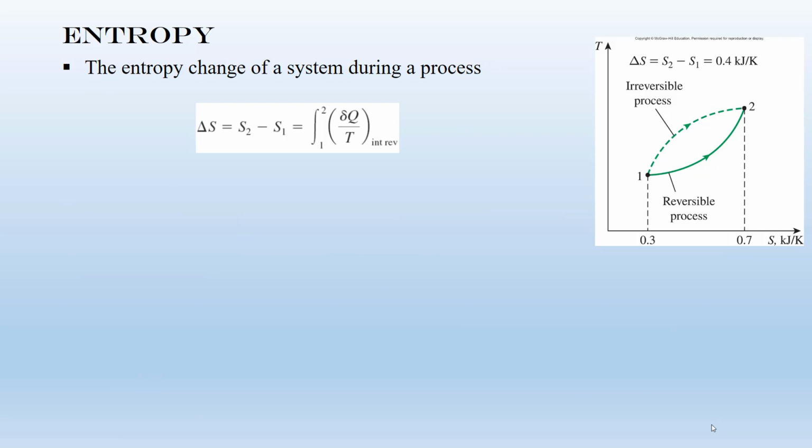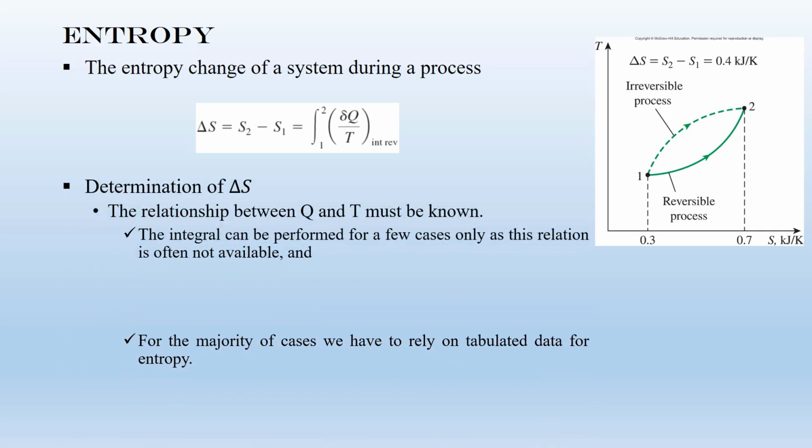So what is the entropy change, guys? I told you we are interested in calculating the delta S. You saw that S is a point parameter. You can write delta S is S2 minus S1, and this equals the integral from 1 to 2 of delta Q over T. So to calculate the delta S, you have two options. If you have a relationship between Q and T, you can use this integral to calculate the delta S. This is the first method.